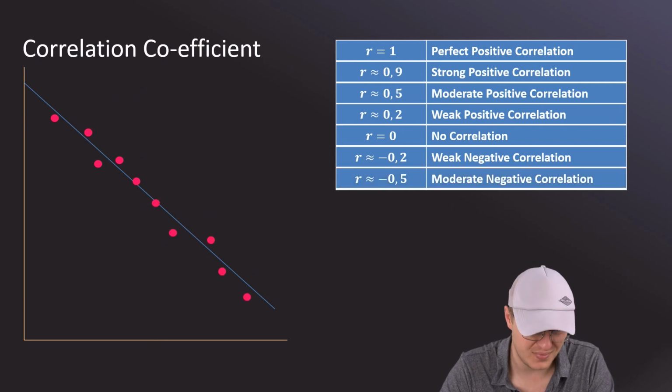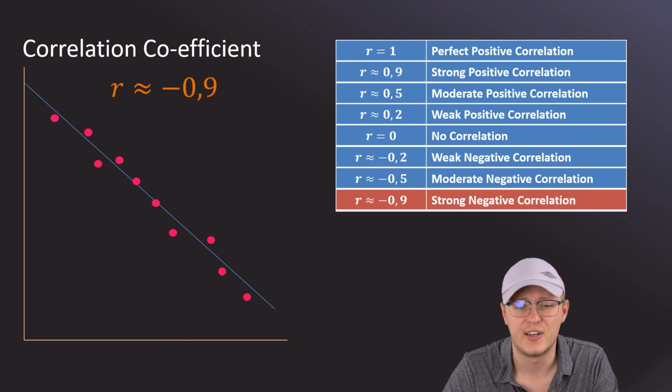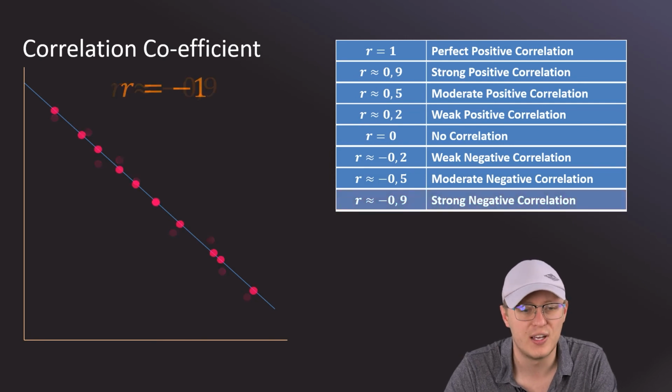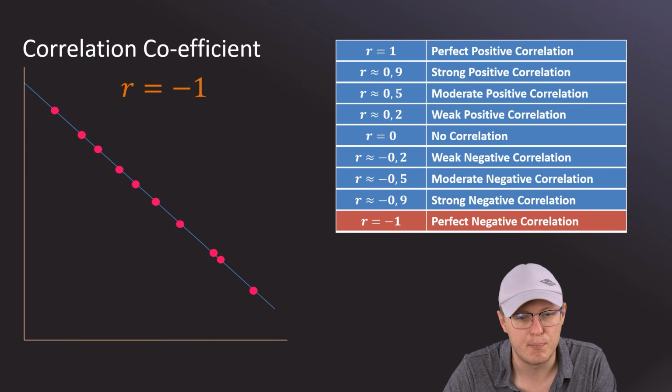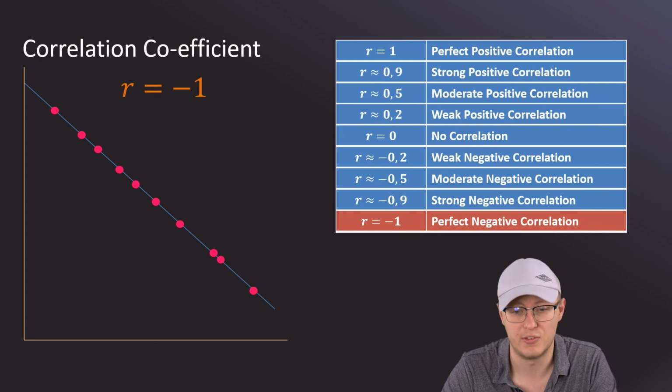Okay, and then as we get closer to that line of best fit, that's going to be a strong negative correlation, and then this will be a perfect negative correlation, where each and every one of those points falls on the line of best fit.